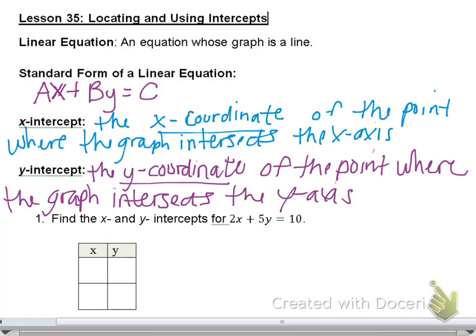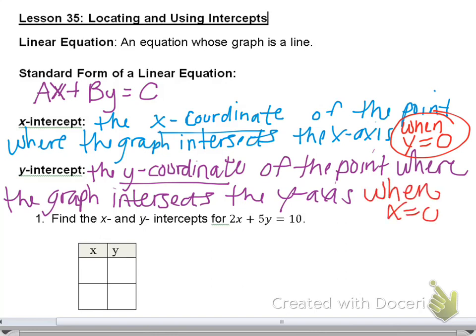Now I just want to point out here, this is very important and I'd like you to write it down, that the x-intercept is the point when y equals 0. So if it's crossing the x-axis, it's at the 0 point on the y-axis. And similarly for the y-intercept, it's the opposite. It's when x equals 0.